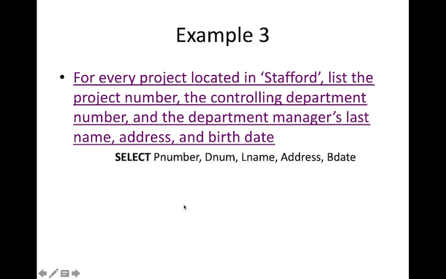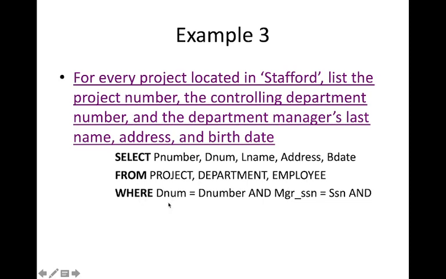So the query will be select P number. We have to list all the attributes we want. P number is required, then D number is required. So we want to list the project number, then the controlling department, that is D number, then the manager's last name, L name, address and birth date. From which tables? From project, department, and employee. And what is the condition? Where D number equal to D number.